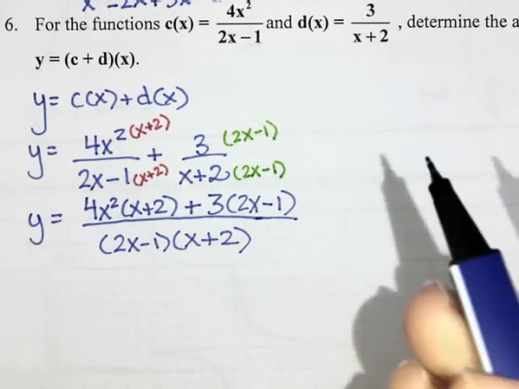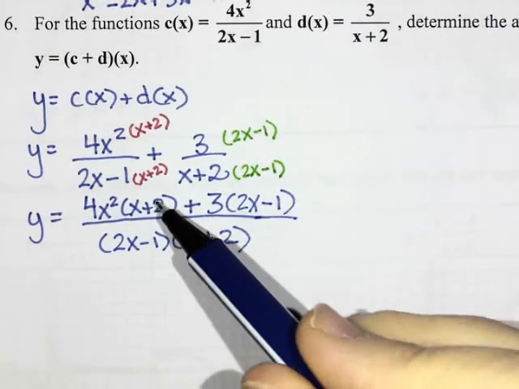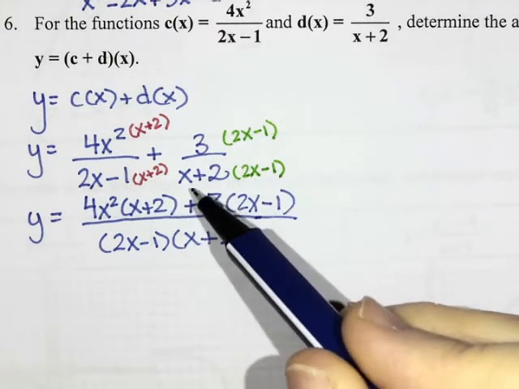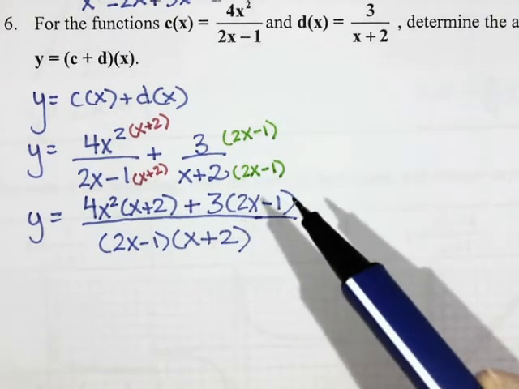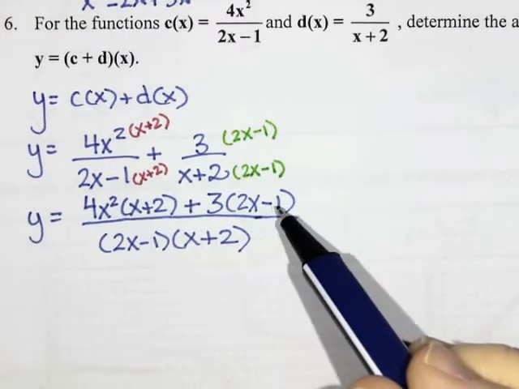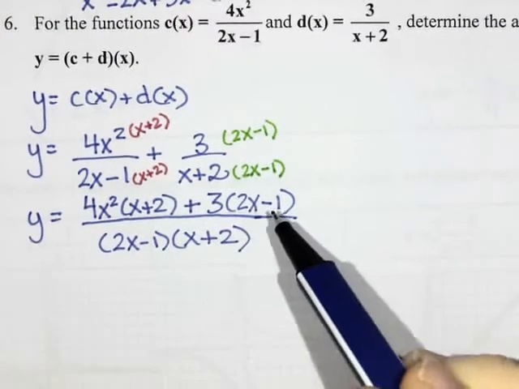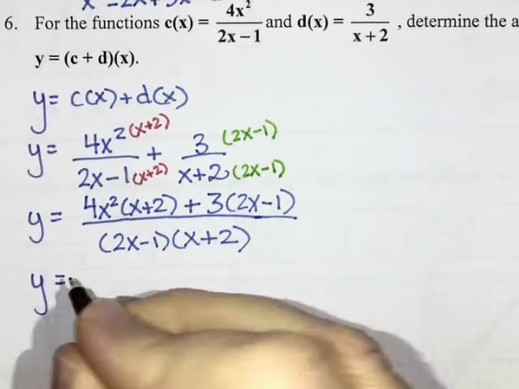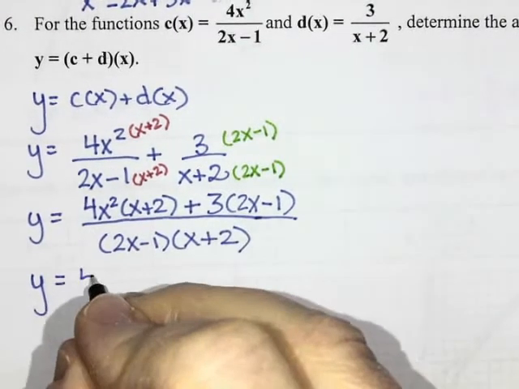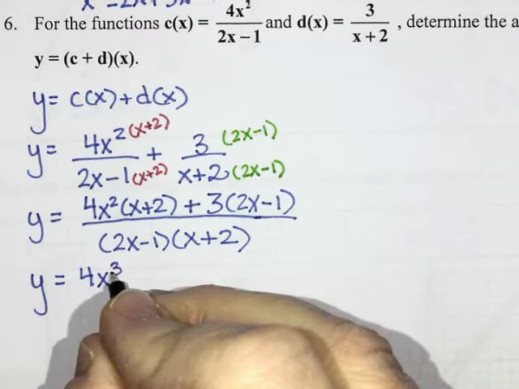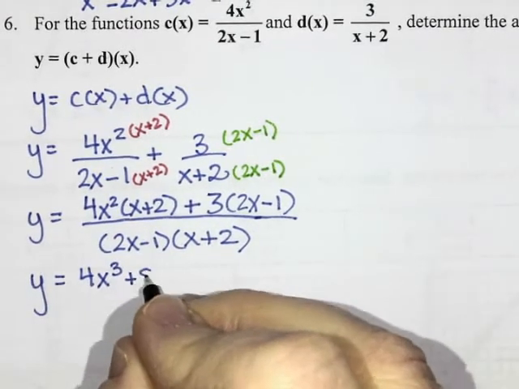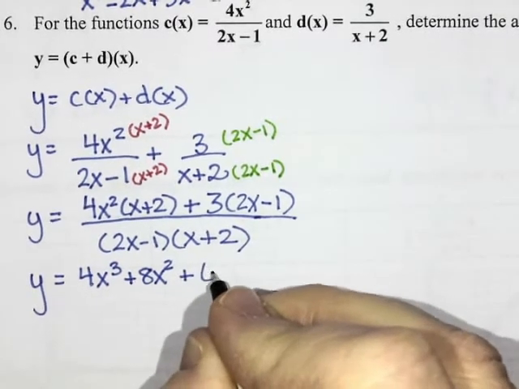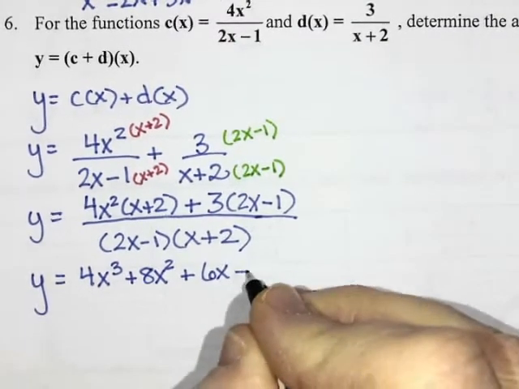Okay, from here, you are not allowed to reduce the x plus 2's or the 2x minus 1's because we have addition here. This is not factored. And this really was just my middle step before I multiply it out. So I'm going to expand my numerator. So I'm going to get 4x cubed plus 8x squared plus 6x minus 3.